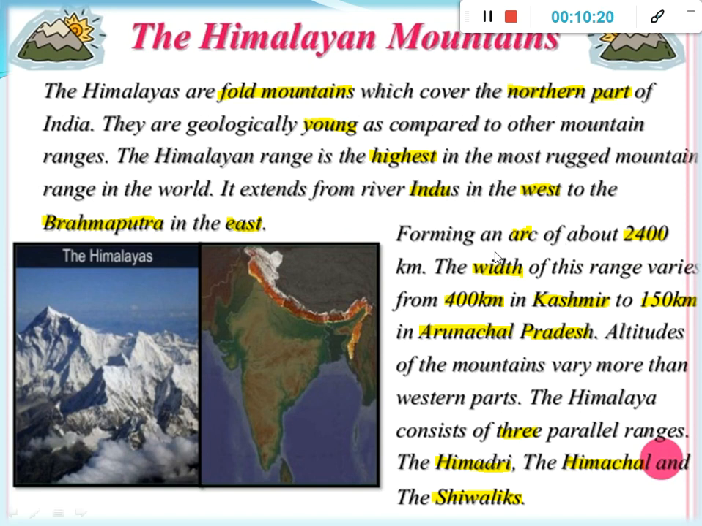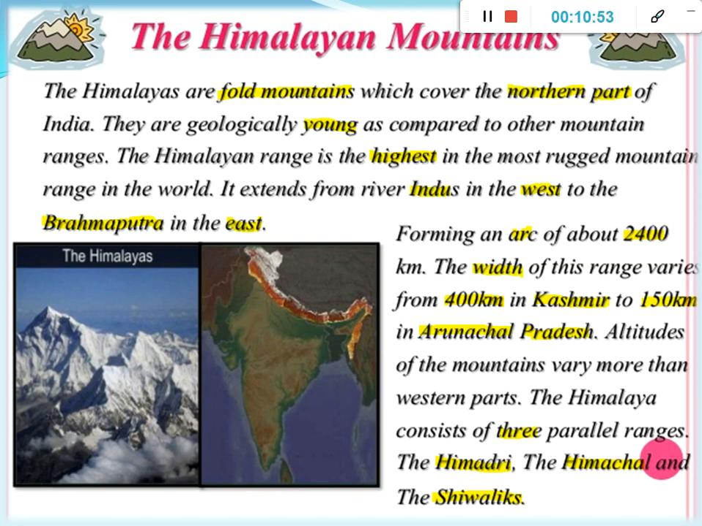It is formed as an arc, and its length is almost 2,400 kilometers, and its breadth differs from place to place. On the side of Kashmir it is broader, about 400 kilometers, and on the other side, when we reach Arunachal Pradesh, it is almost 150 kilometers.